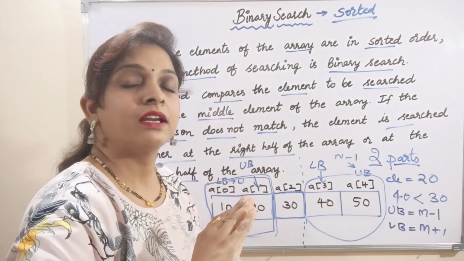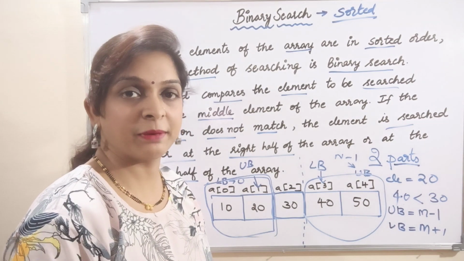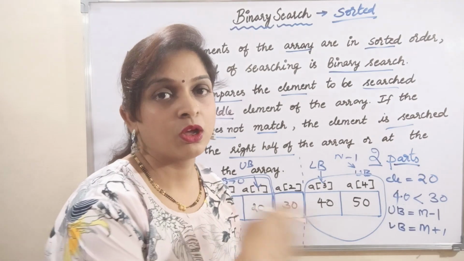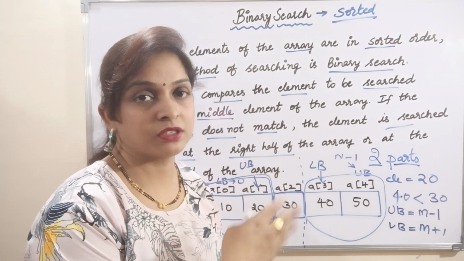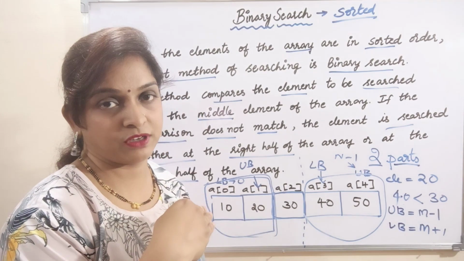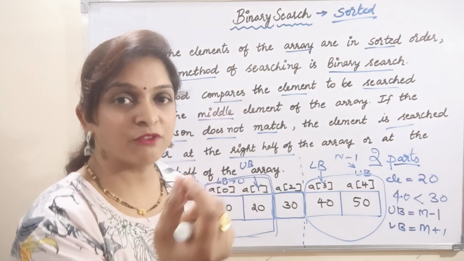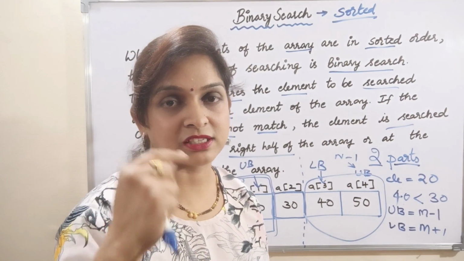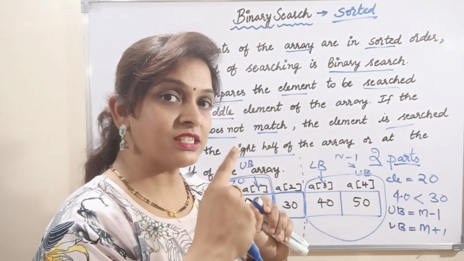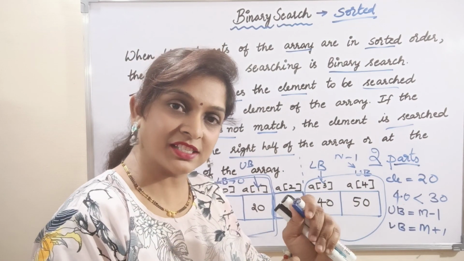Very simple. Divide the array into two parts and then compare the search element with the mid element. If it matches, good, get the position. If not, go to the left portion or right portion based on the condition. If the element is found to be less, move towards left. If the element is found to be greater, move towards right. I can give you a clue to remember this: less means left.